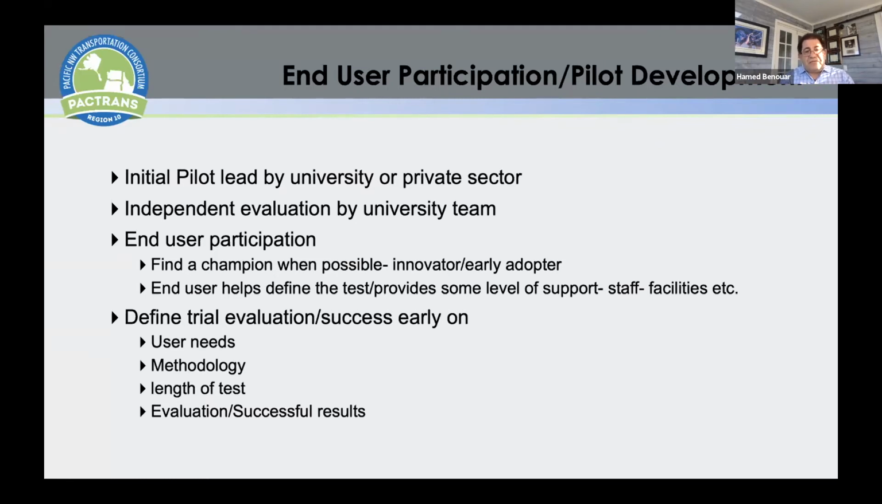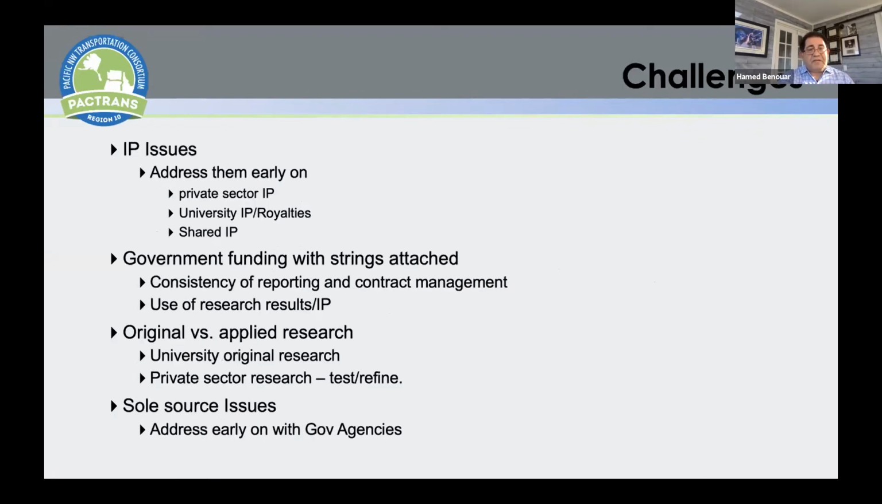and being able to do a successful trial of a technology in order to help move it towards tech transfer. It is important to make sure that we define the user needs properly, the methodology that we're using, the length of the test, and then what type of evaluation and what are the evaluation results, what are successful results. Those are all important things that need to be developed to be able to move things forward and be accepted by the end user and be implemented.